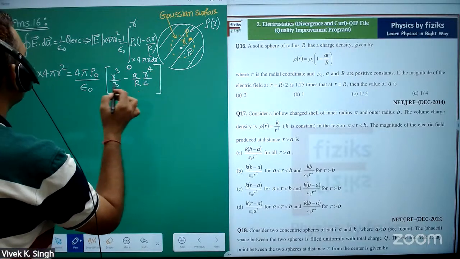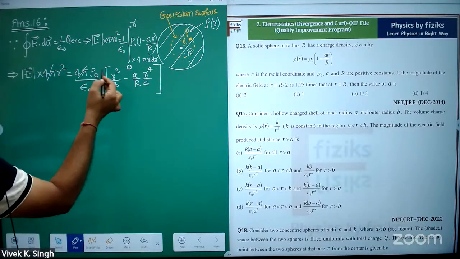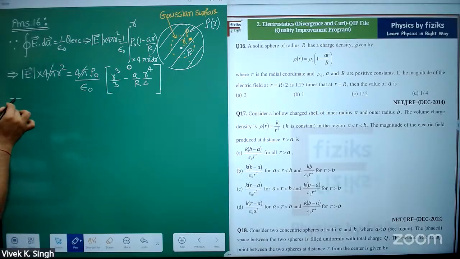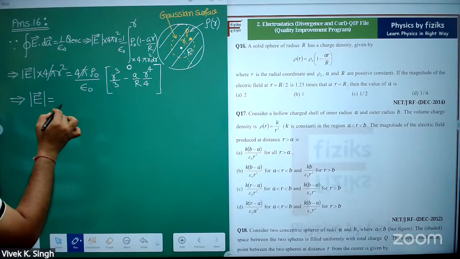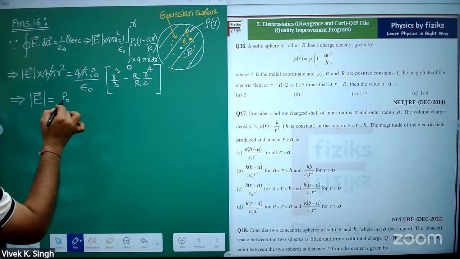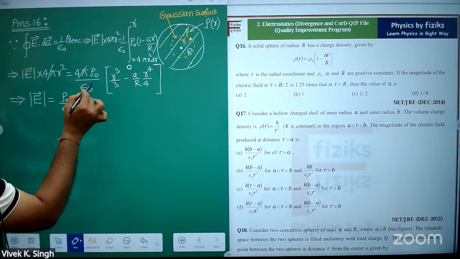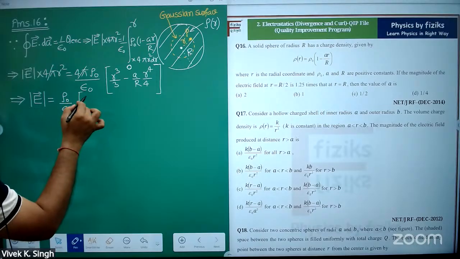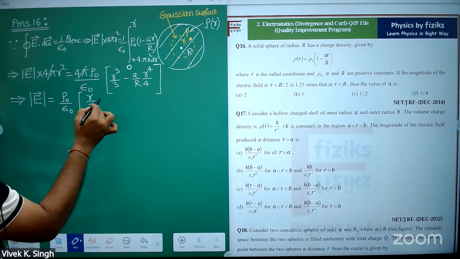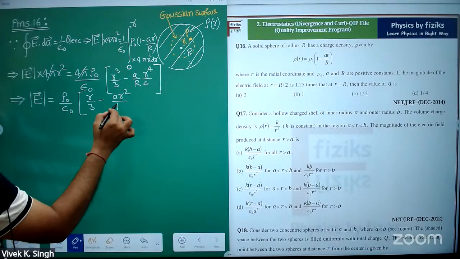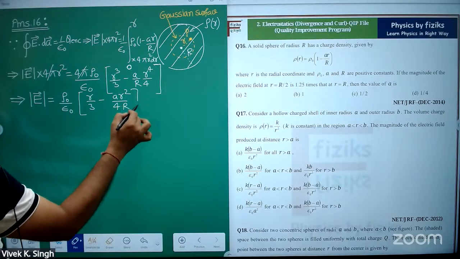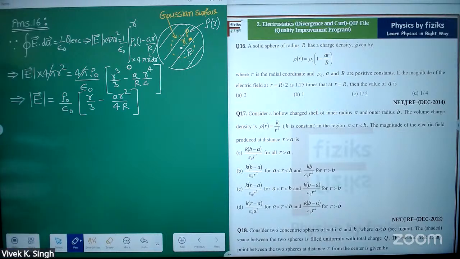Now the 4 pi will cancel out, and let's divide by r square. So the magnitude of the electric field is rho naught by epsilon naught times (r by 3 minus a r square by 4R), with capital R.